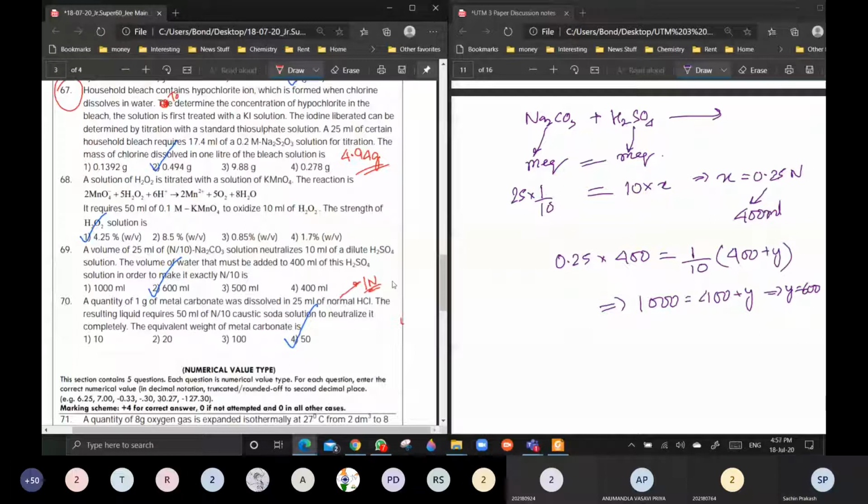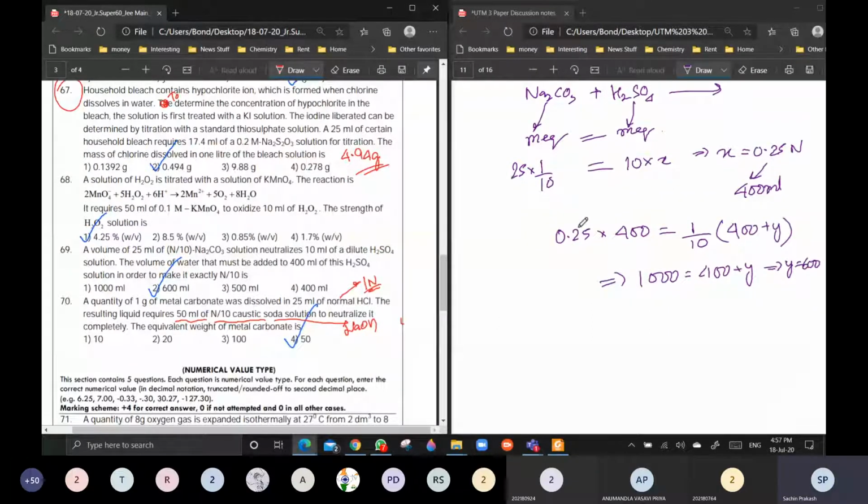So the resultant liquid required 50 ml of N by 10 NaOH, caustic soda, for complete neutralization. Okay. So what will be the?